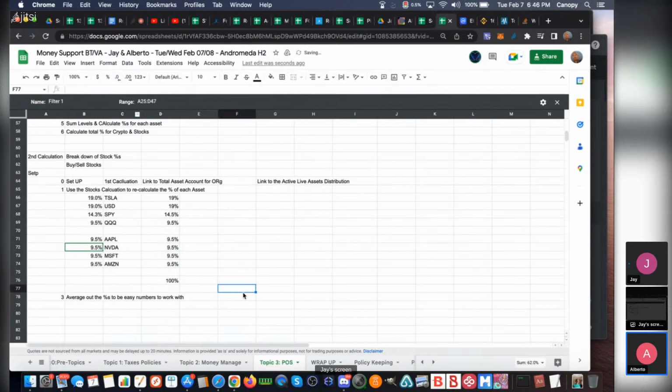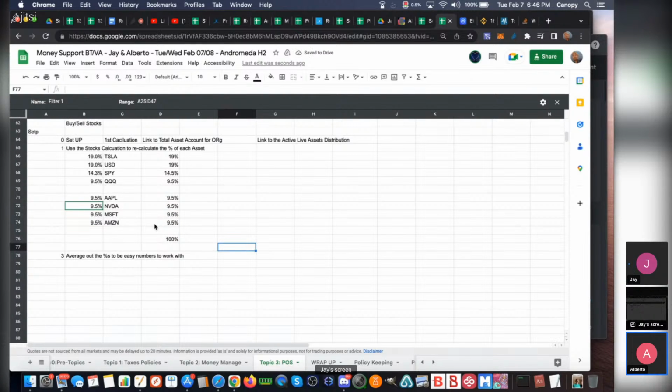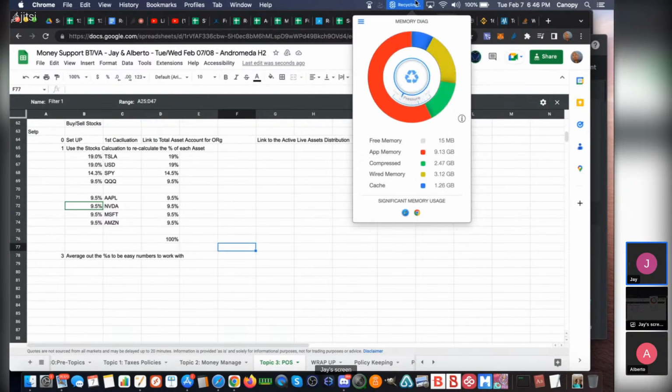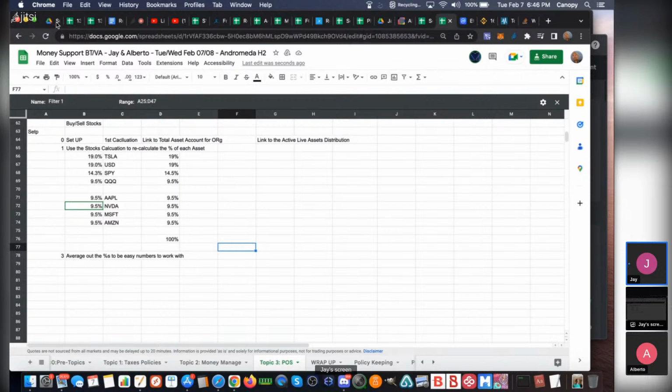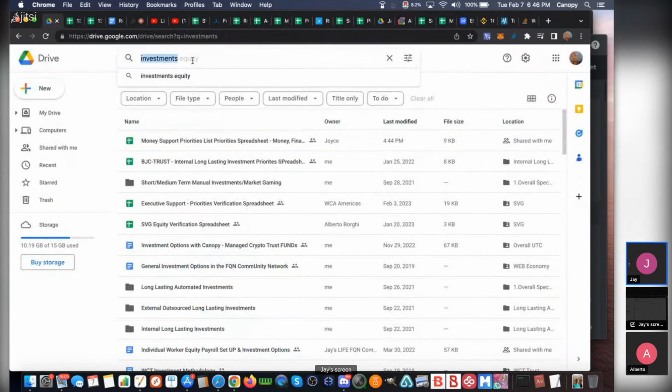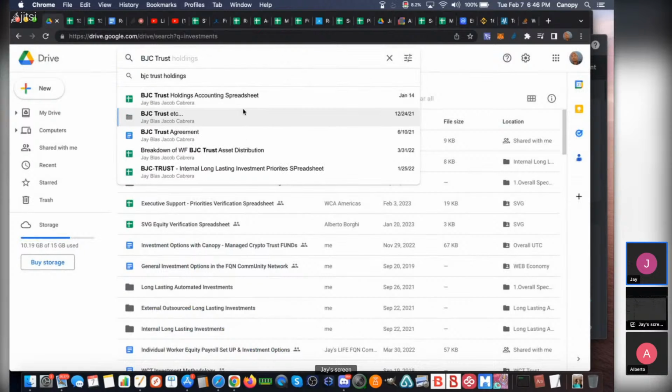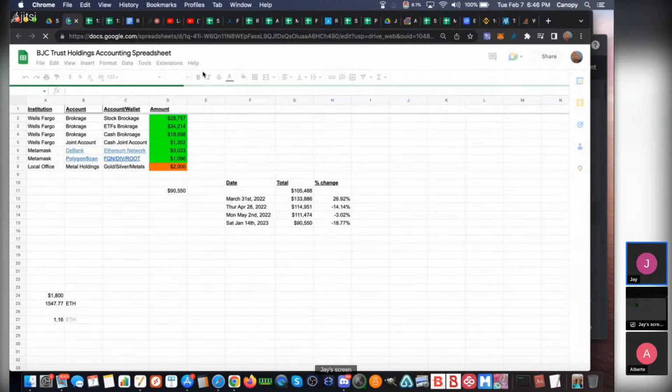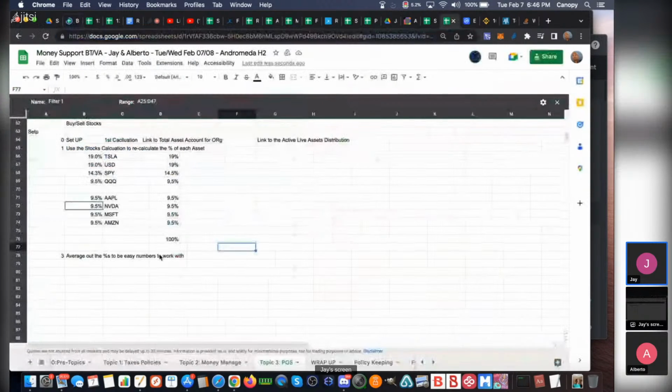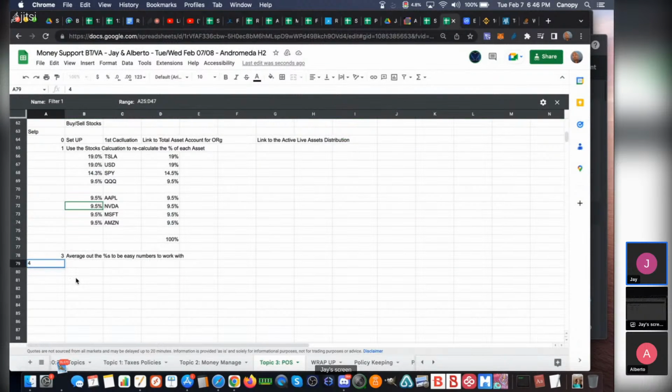Yes. All right, so now we're going to go into the total assets. So in this case, we're doing BJC Trust. For BJC Trust, we are going to get the BJC Trust Assets Accounting spreadsheet. So let's see if we can find that. BJC Trust Holdings Assets Account spreadsheet. Yeah, this is the one. So I copy this, I bring this here, and we are now on step 4, okay?